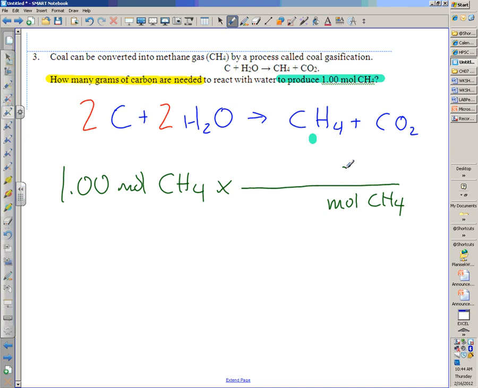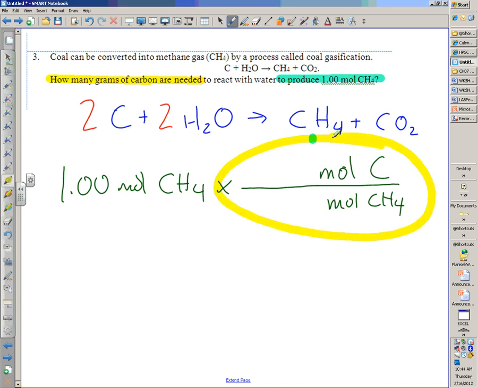But we can compare moles of methane to moles of carbon, right? Moles of methane on the bottom, moles of carbon on the top. That makes this conversion factor what? This makes this conversion factor our mole ratio. Mole ratio. Sorry. Okay.